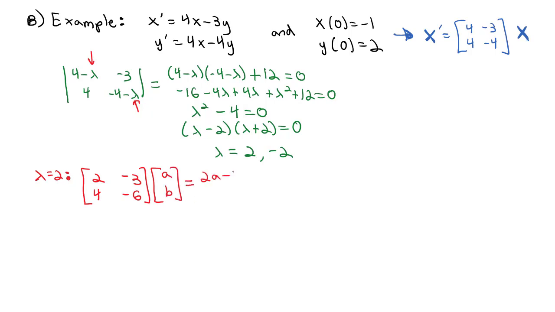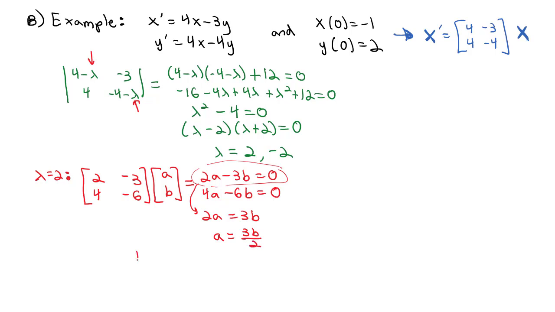So we get 2a minus 3b equals 0, and 4a minus 6b equals 0. I'm going to go with the first equation, it looks simpler to me. Add 3b, 2a equals 3b. And then let's divide by 2, so we can say a is equal to 3b divided by 2.